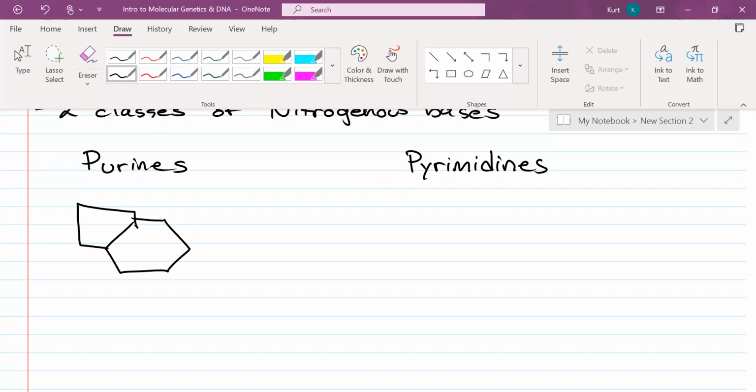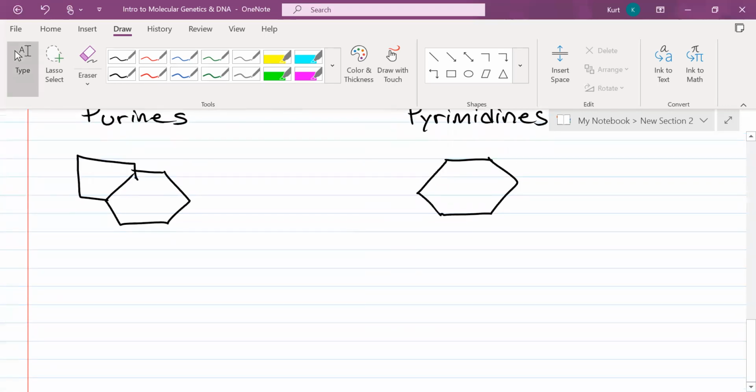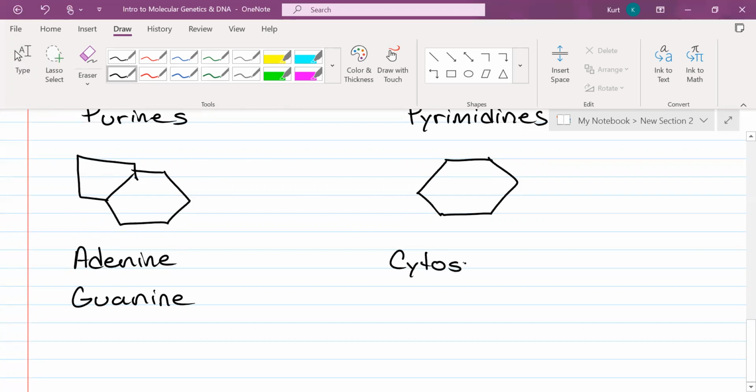It's a double ring molecule. Pyrimidines are single ring molecules. So it's a big name, small molecule. And purines are small names, big molecules. The two purines are adenine and guanine. And the pyrimidines are cytosine and thymine.